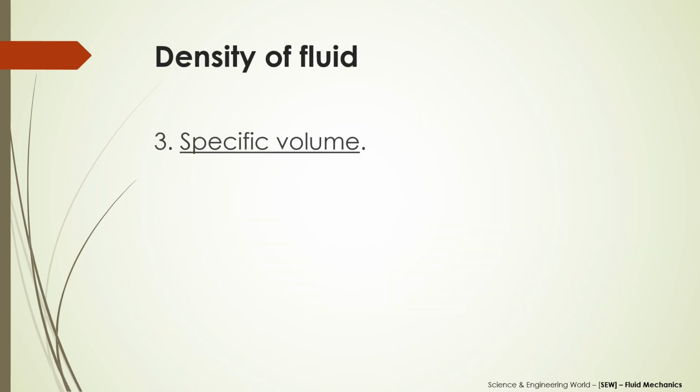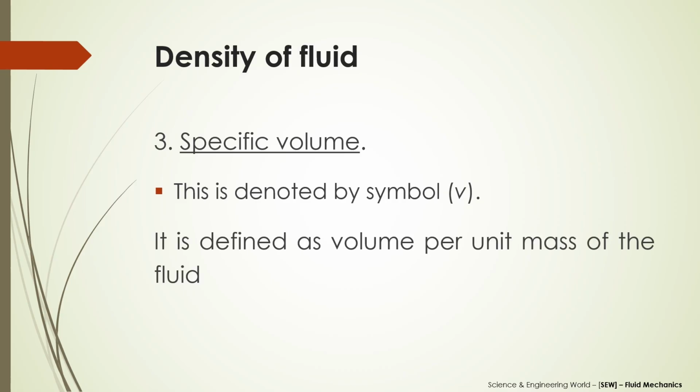The third one we want to look at is specific volume. It has a symbol nu, which is another Greek letter, or some people use small v for it. Specific volume is defined as the volume per unit mass. So in this case, we're talking about a substance which weighs 1 unit mass, and what is the volume that it occupies.